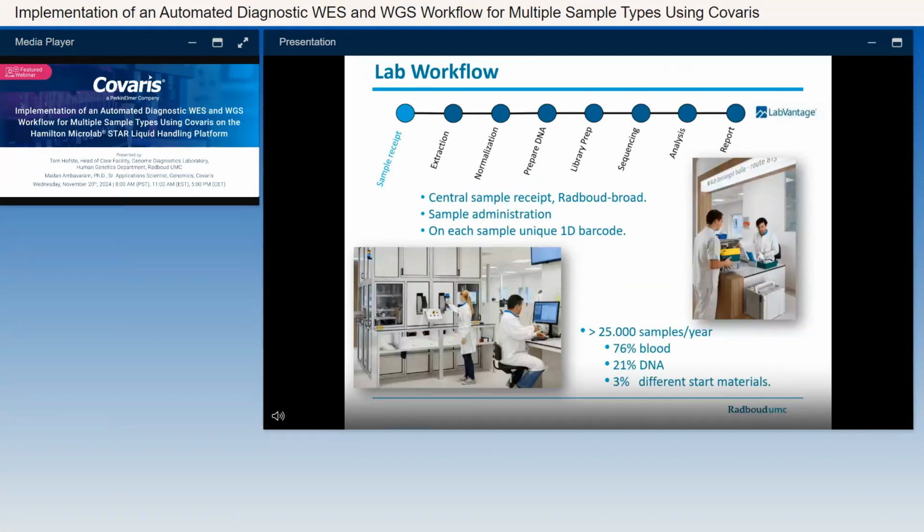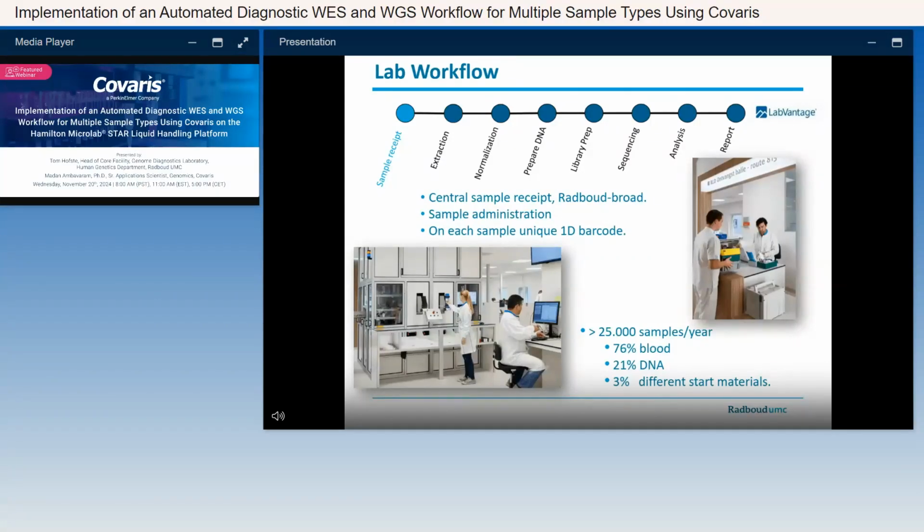How the workflow looks then. We always start with the central sample receipt at the Radboud. The sample administration will take place, and on each sample there is one unique 2D barcode. This one is the most important, so we can track and trace all the samples through the lab. We do, as mentioned already before, more than 25,000 samples a year, and this is also the big challenge.